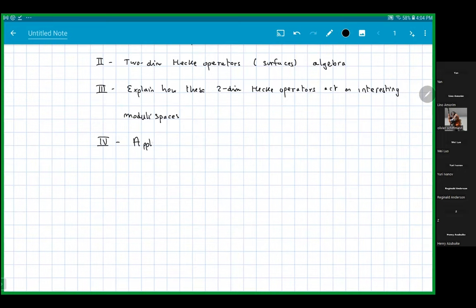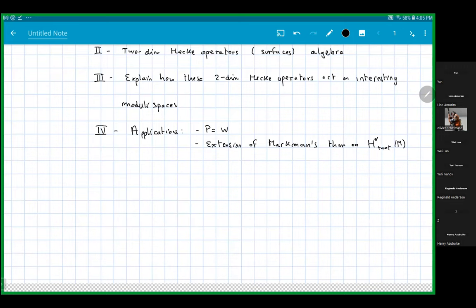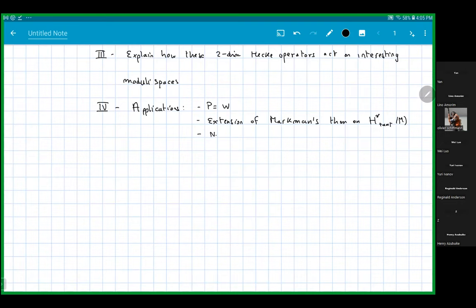And so there is, of course, P equals W. I will just do a brief sketch, but then there are some other applications that are nice. One is some kind of extension of Markman's theorem on the tautological cohomology ring of moduli spaces of sheaves on surfaces. And also some new simple proof of some chi independence result for Higgs bundles, moduli of Higgs bundles.